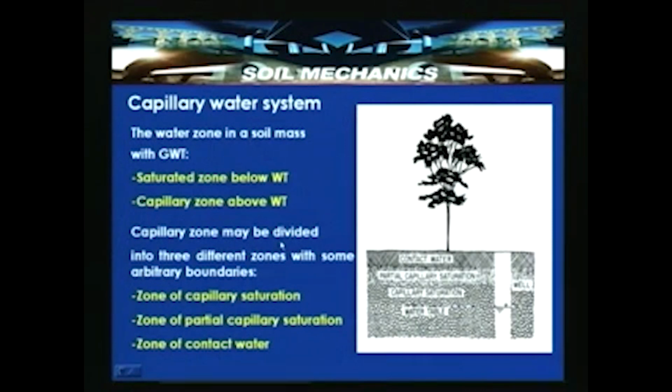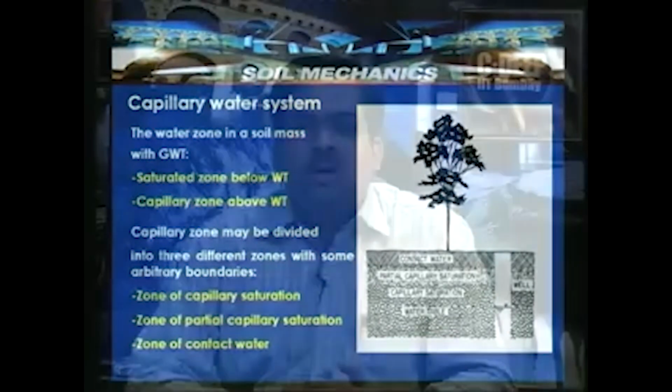So, let us look into the capillary water system. In this slide, different zones are shown, and we will try to define and understand these zones. Here, the topmost zone is contact water. When you come to the bottom, this is the groundwater table where the free surface or phreatic surface exists. Above that, very close to the groundwater table, there is a zone which remains 100% saturated, called capillary saturation. Above that is partial capillary saturation, and above that is the contact water, which arises because of the percolation of water from rainfall or so.